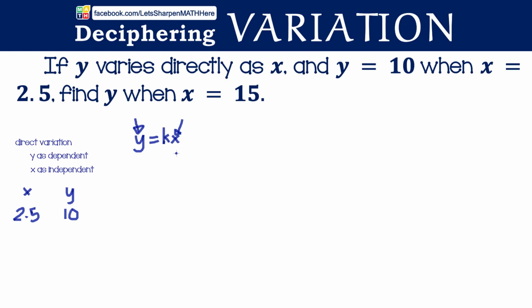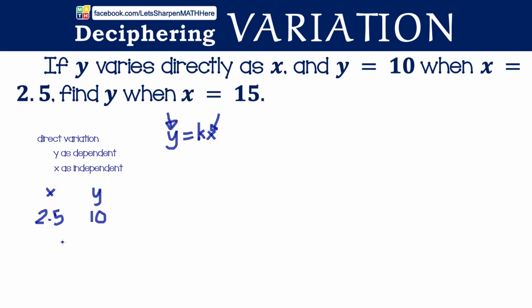We are going to use that when we look at the relationship of the variable we're going to solve for. Here, we are tasked to solve for y when x is 15, so we are sure that x should be 15, and y is what we don't know. So let's plug in the first pair of values here to solve for k, and that would mean 10 is equal to k times 2.5.